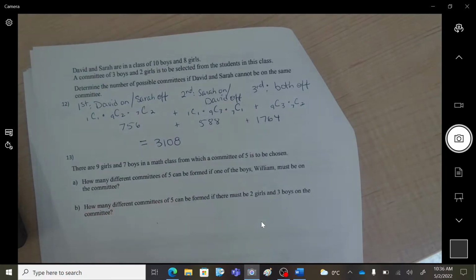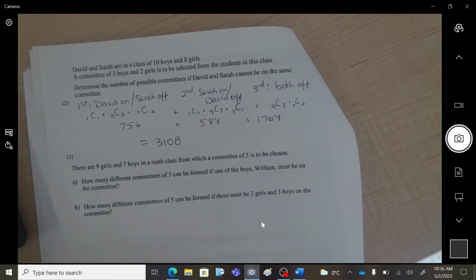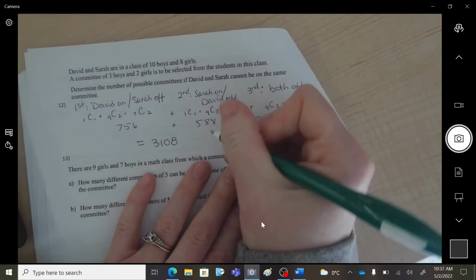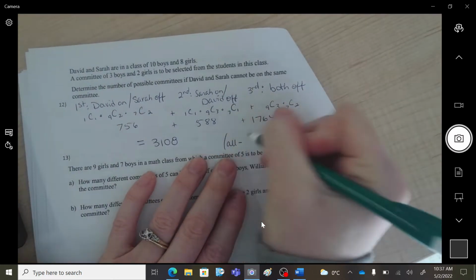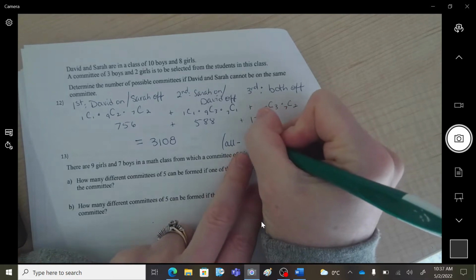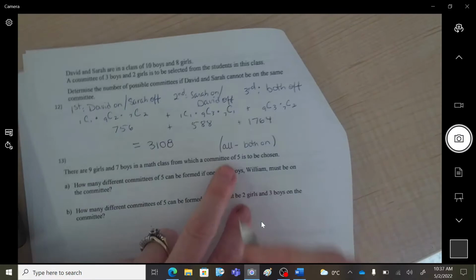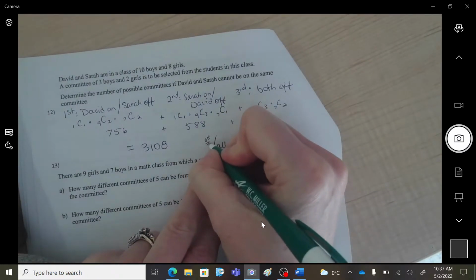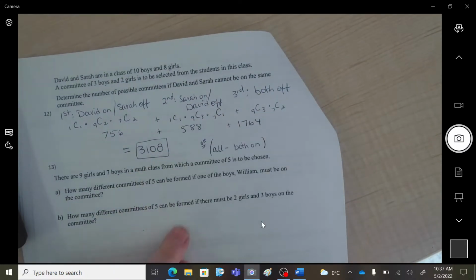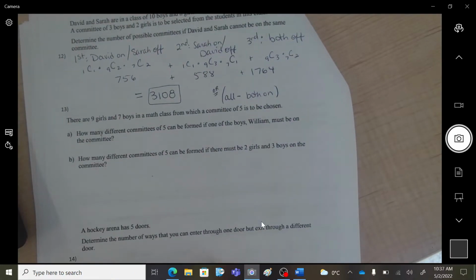Okay, we also could have done the opposite event. So we could have done all subtract if they are both on. That should work also the same if you had done that.